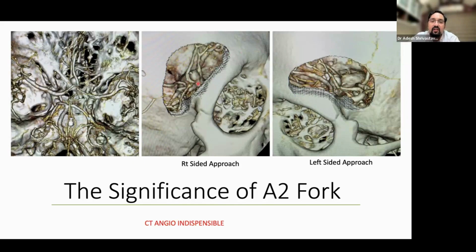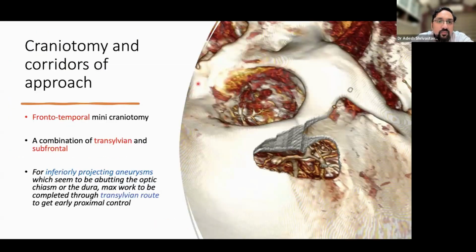And now with the advent and easy availability of CT angiograms everywhere, I think this concept is the most helpful in deciding your side of craniotomy. The corridors for craniotomy: obviously we use a frontotemporal mini craniotomy. The idea is a combined use of trans-sylvian as well as subfrontal corridor.